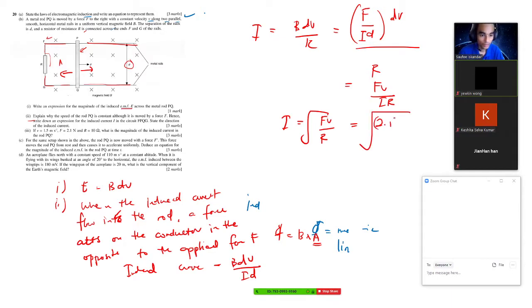So it will be 2.1, the force is 2.1, and 1.5 divided by 10. Oh, this is question number 3, I forgot to tell you. This is question number 3. So it will be 0.561 ampere. Okay.